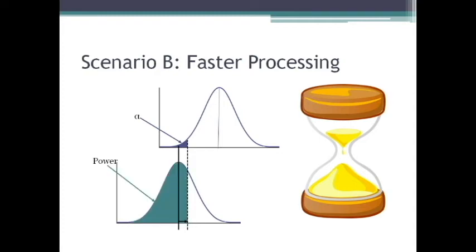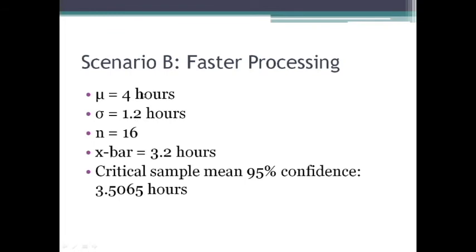This becomes our power, because this is the area where if you get less than the critical sample mean, you will indeed confirm that this is an improvement. If you get more than the critical sample mean, you will say, no, this isn't an improvement when, again, assuming it actually is. You will make type 2 error. This is our beta.